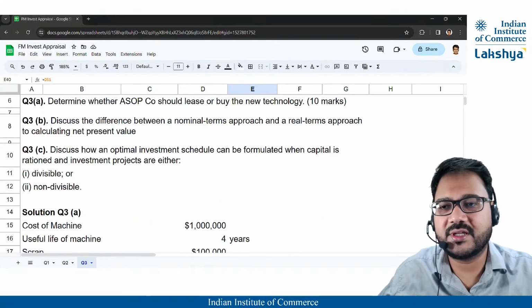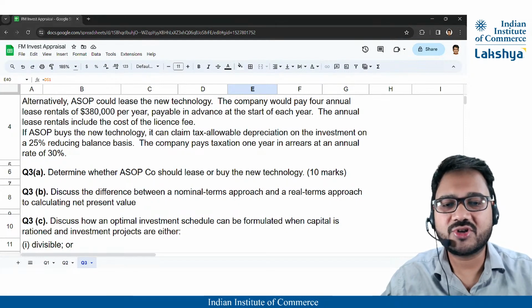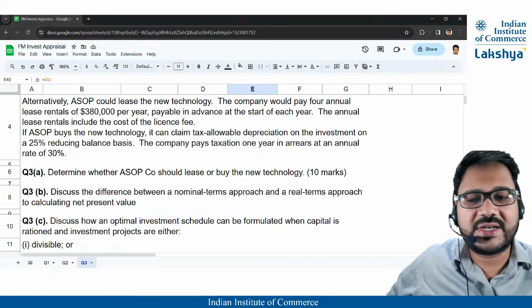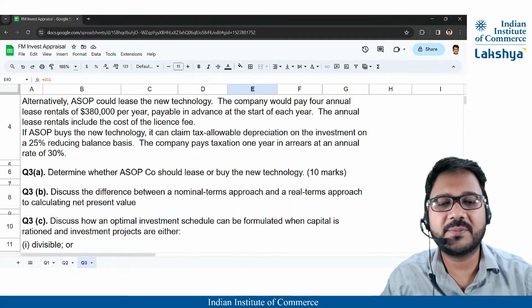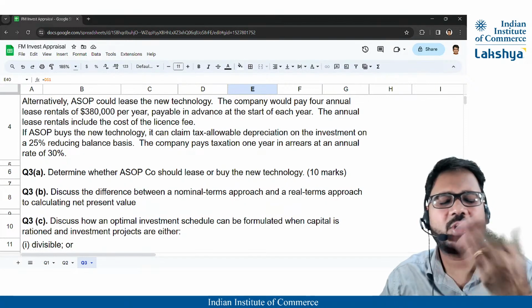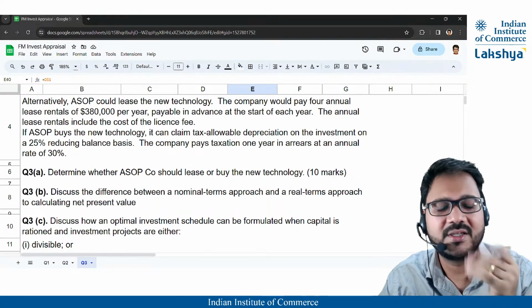Before we read, let's read the requirements first. Determine whether ASOP should lease or buy the new technology. So it's a 10-mark question over here. And then discuss the difference between nominal approach and real approach for NPV. So now nominal and real I've already explained in question one, so I'm not going to explain it again.